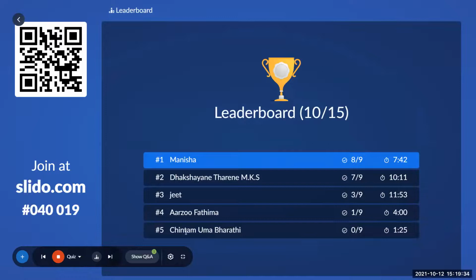And guys, pay attention to the time you're taking. Here you can see that Manisha is taking very little time compared to the rest of you. So try to solve it in a short period of time.